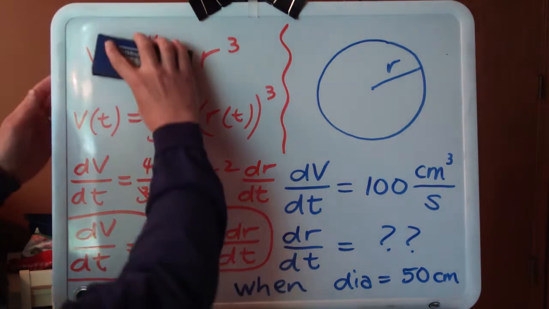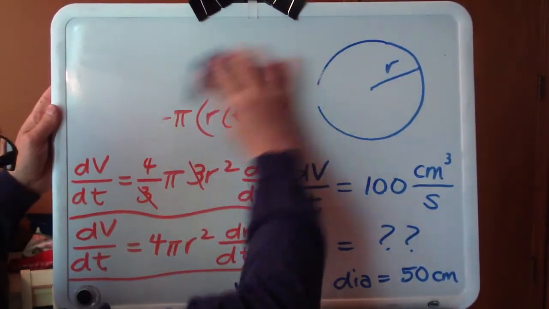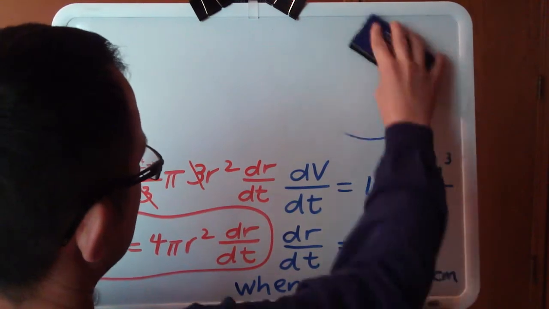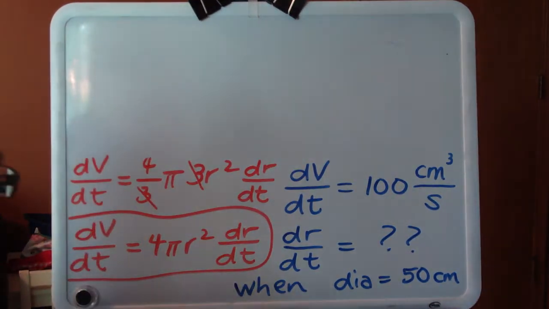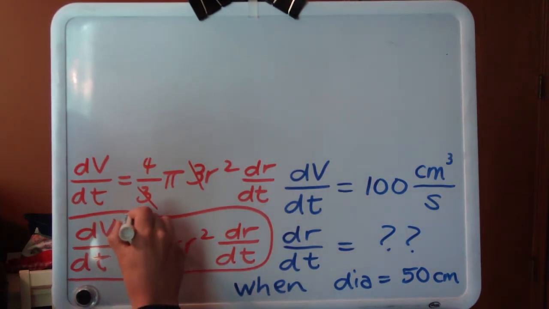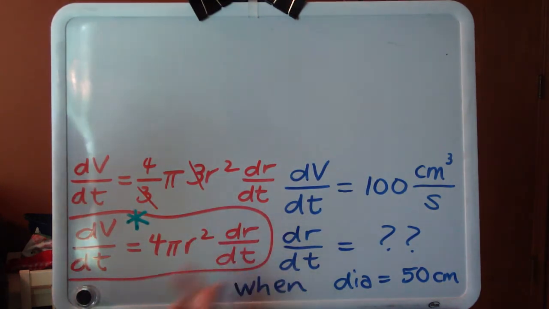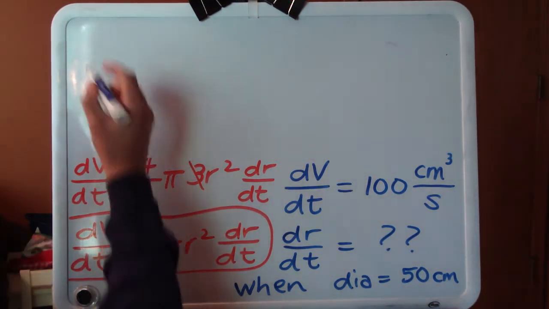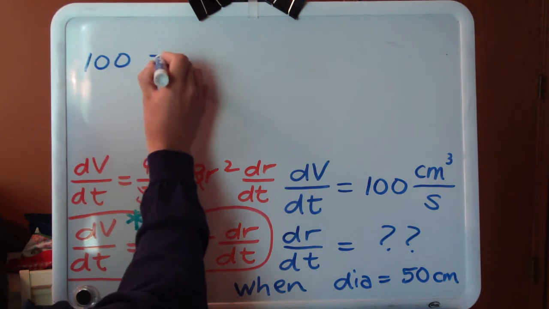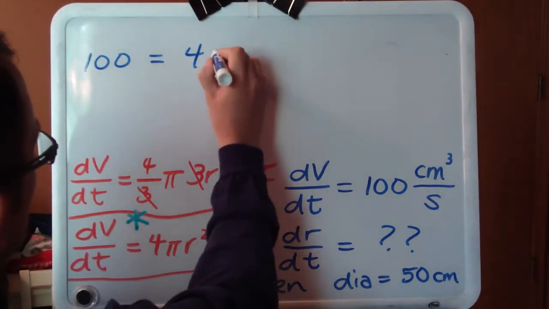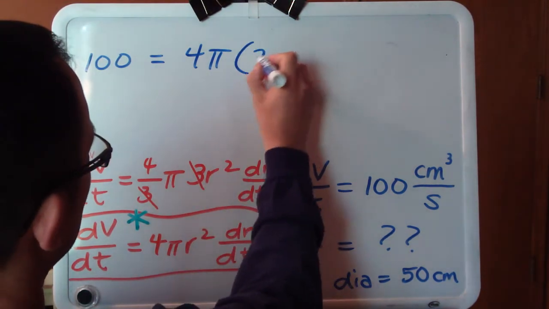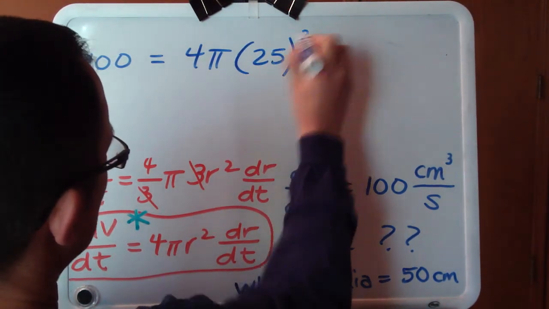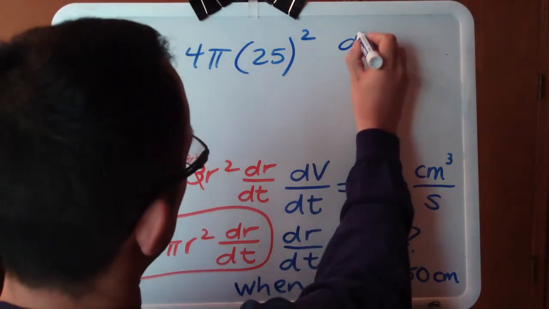Okay, so I'll get rid of the stuff on the top because we no longer need this. I'll just highlight, this is the equation that we're using here. So you can plug in all of the relevant information and that should do it. This is equal to 100. So 100 is equal to 4 pi, and then we have r squared, so r is 25. And then what we're after is dr/dt.